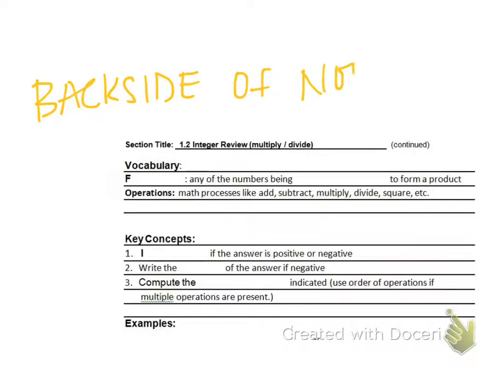Our first vocabulary word is factor. A factor is any number being multiplied to form a product. And an operation, or operations, are math processes like adding, subtracting, multiplying, dividing, squaring, square rooting, any type of thing to a power. All of those mathematical processes we can lump together in the idea of an operation. So we're going to use this now in some key concepts that we have coming up.